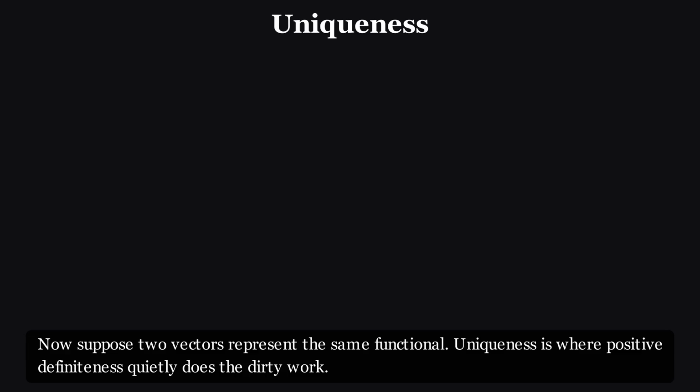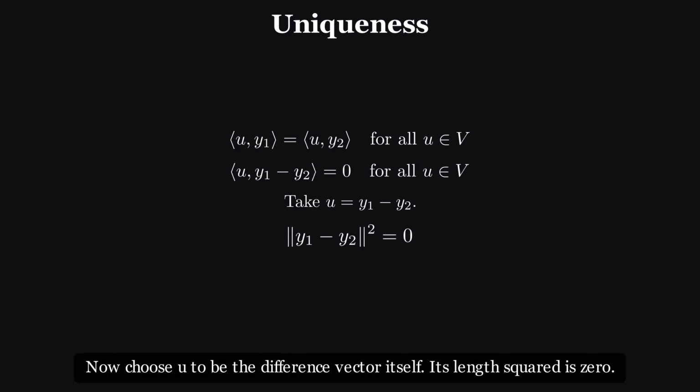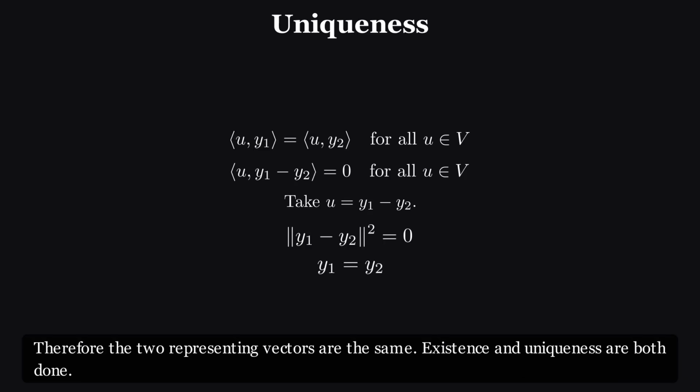Now suppose two vectors represent the same functional. Uniqueness is where positive definiteness quietly does the dirty work. Subtract the two equations. The difference vector has inner product 0 with every U. Now choose U to be the difference vector itself. Its length squared is 0. Therefore the two representing vectors are the same. Existence and uniqueness are both done.